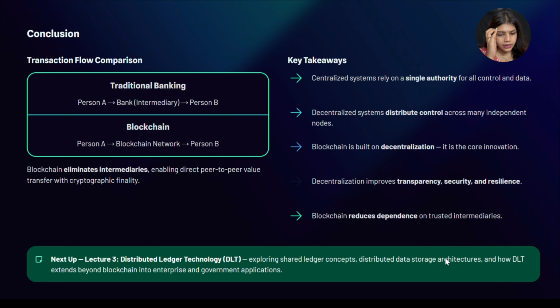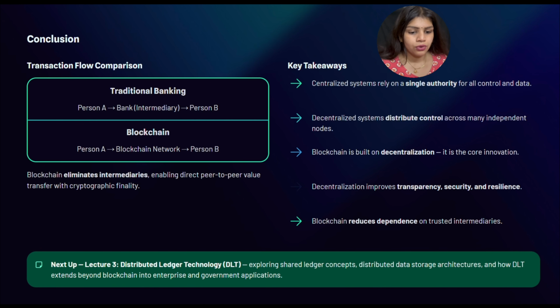Okay. Next is conclusion. In traditional banking, person A and person B need an intermediary to send their funds, but in blockchain only the blockchain network is enough and there is no intermediary. So key takeaways: centralized systems rely on a single authority for all the control and data. Decentralized systems distribute control across many nodes, and blockchain is built on decentralization. Decentralization improves transparency, security, and resilience, and blockchain reduces dependency on trusted intermediaries.